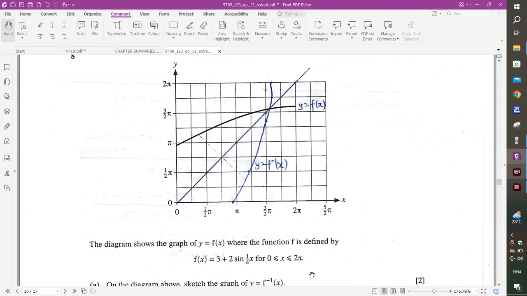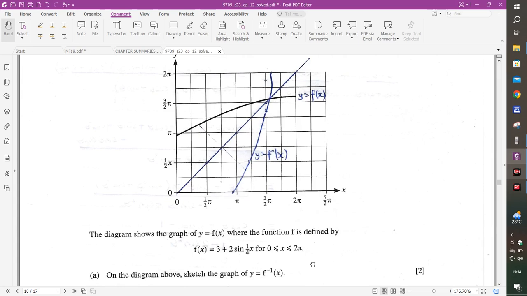Now, on the diagram above, they say sketch the graph of y is equal to f inverse of x. So we always sketch the inverse. The inverse of any function is always a mirror image of the function in the line y is equal to x. So you know that when we are finding the inverse of a function, we interchange x and y. So because of that interchanging, when you draw these two graphs on the same grid, you will see that they are mirror images. Okay? You find that one is a reflection of the other in the line y is equal to x.